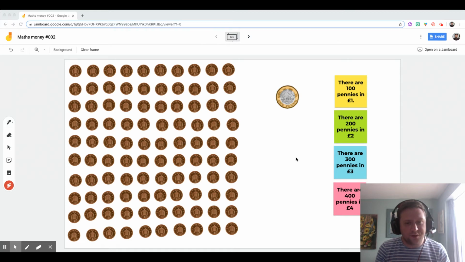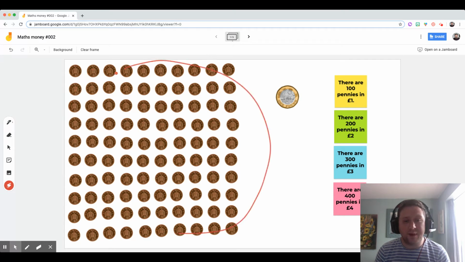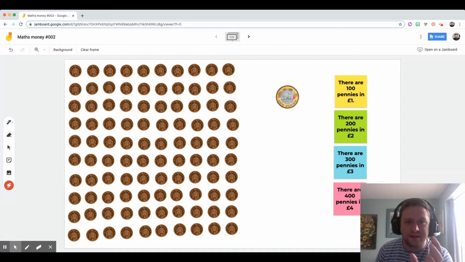Today we're going to be talking about converting pence into pounds and the other way around as well, from pounds into pence. The first thing we need to consider is how many pence are in £1. And here I've laid out 100 pennies so that you can see how many pennies are in a pound. So there's 100 pence in £1.